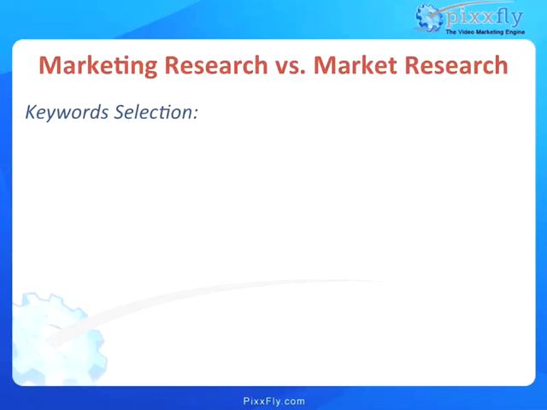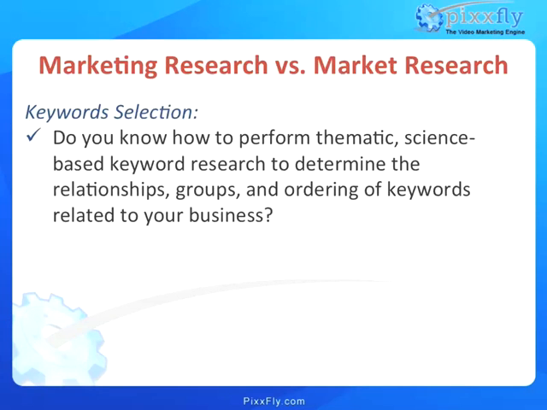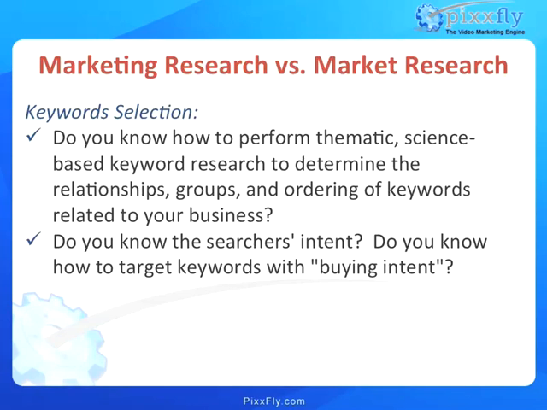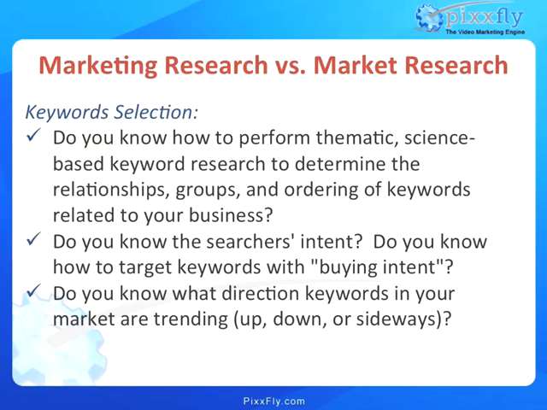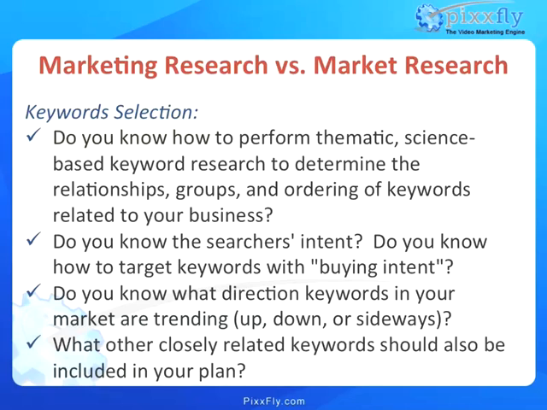Now let's take a look at keyword selection. Do you know how to perform thematic science-based keyword research to determine the relationships, groups, and ordering of keywords related to your business? Do you know the searcher's intent? Do you know how to target keywords with buying intent? Do you know what direction keywords in your market are trending, up, down, or sideways? What other closely related keywords should you also be including in your plan?